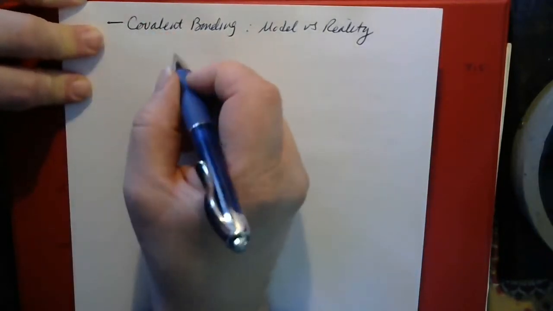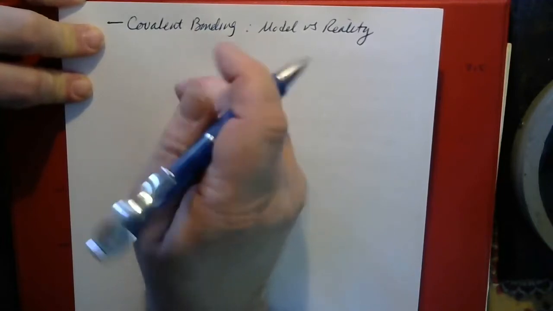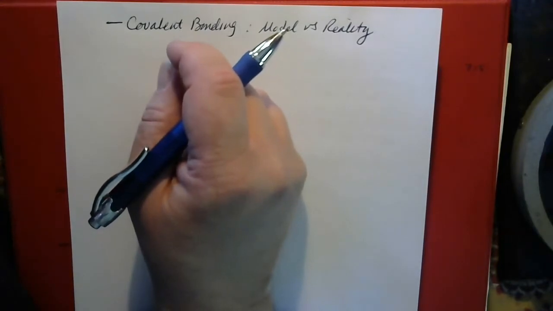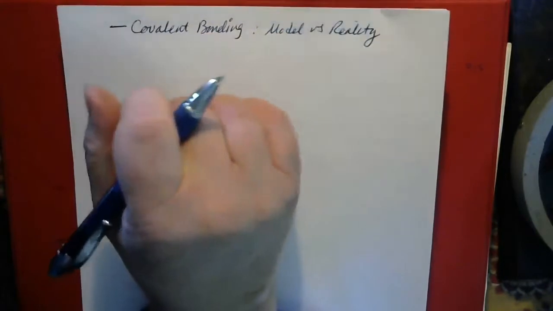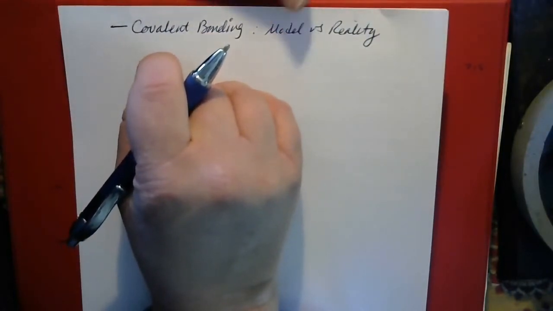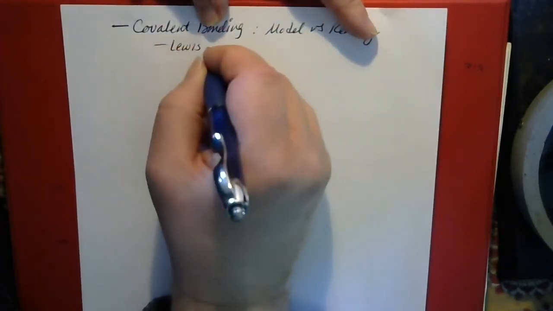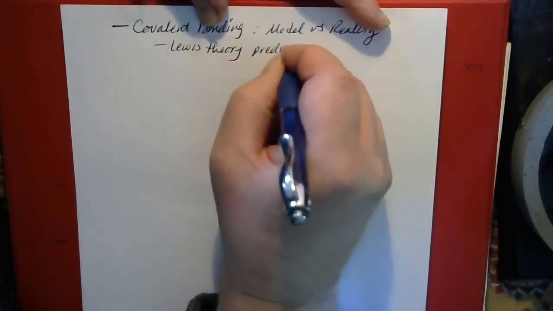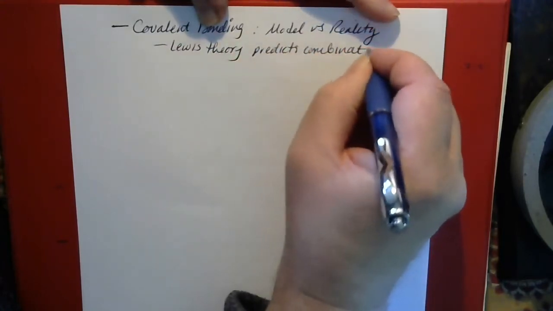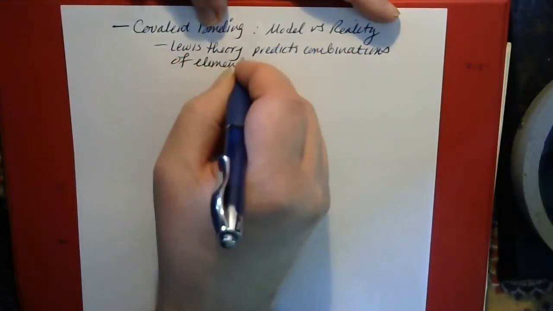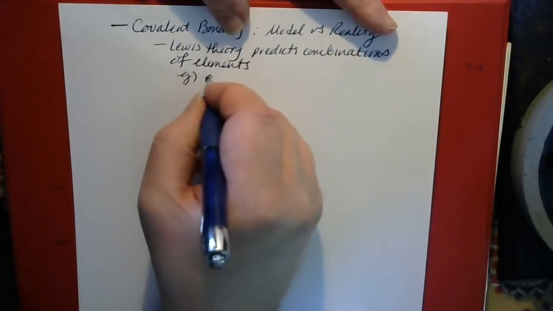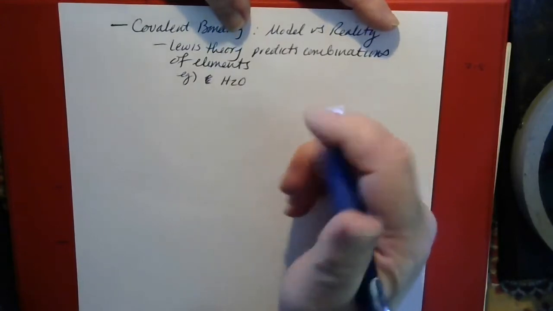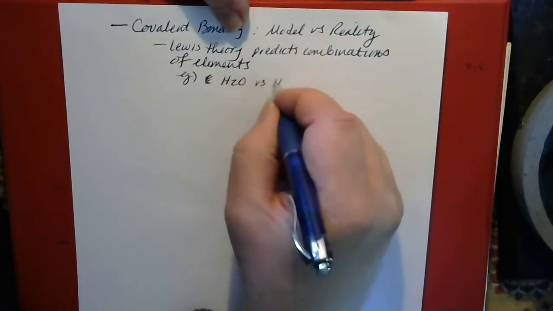Okay, so for covalent bonding, the Lewis structure basically predicts the combinations of atoms that will combine with each other accurately, just through putting the atoms together so that they will have octets around them. And so the Lewis theory, like I said, successfully predicts the combinations of elements. One of them would be, for instance, the compound between hydrogen and oxygen is H2O, not H3O.